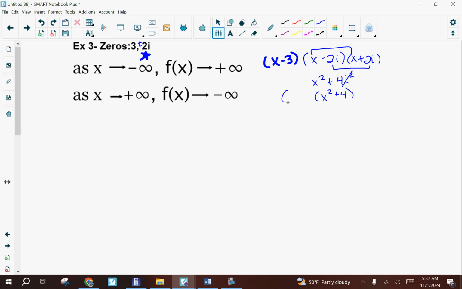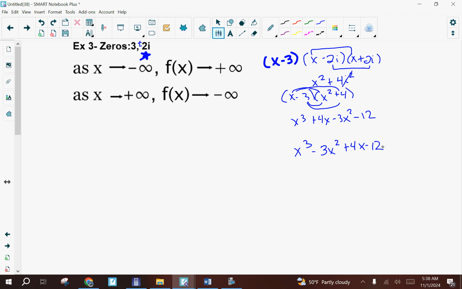Then we're just going to bring down the other one, x minus 3, and then we're going to multiply that out. So x times x squared is x to the third. x times 4 is plus 4x. Negative 3 times x squared is negative 3x squared. And then negative 3 times 4 is negative 12. Now I'm just going to rewrite this real quick because it should be in order by the exponents. So x to the third minus 3x squared plus 4x minus 12.